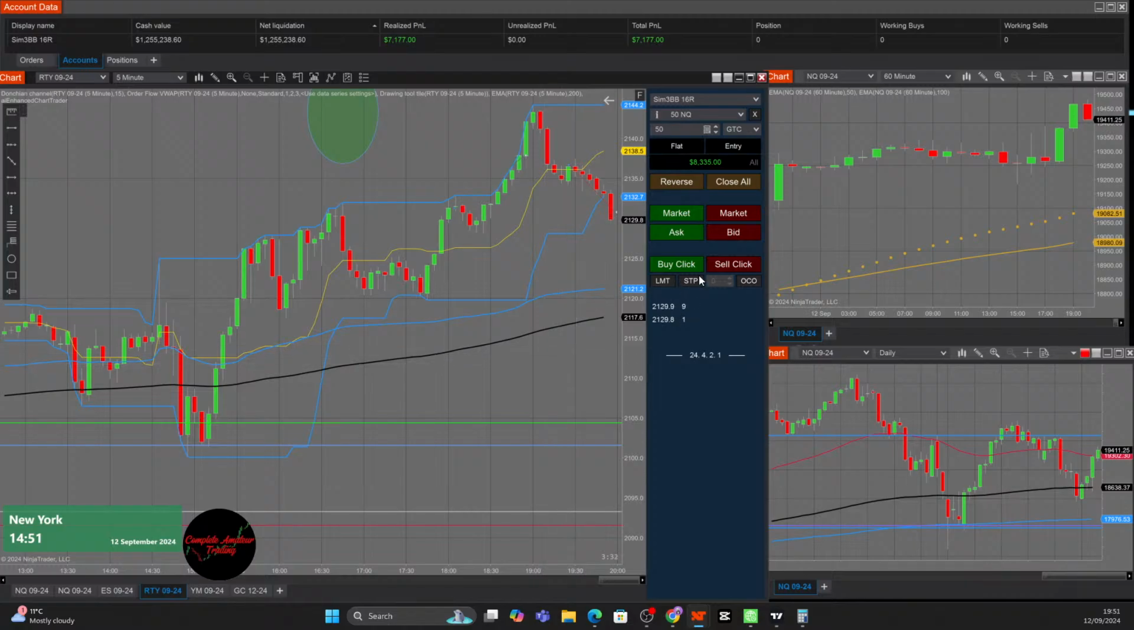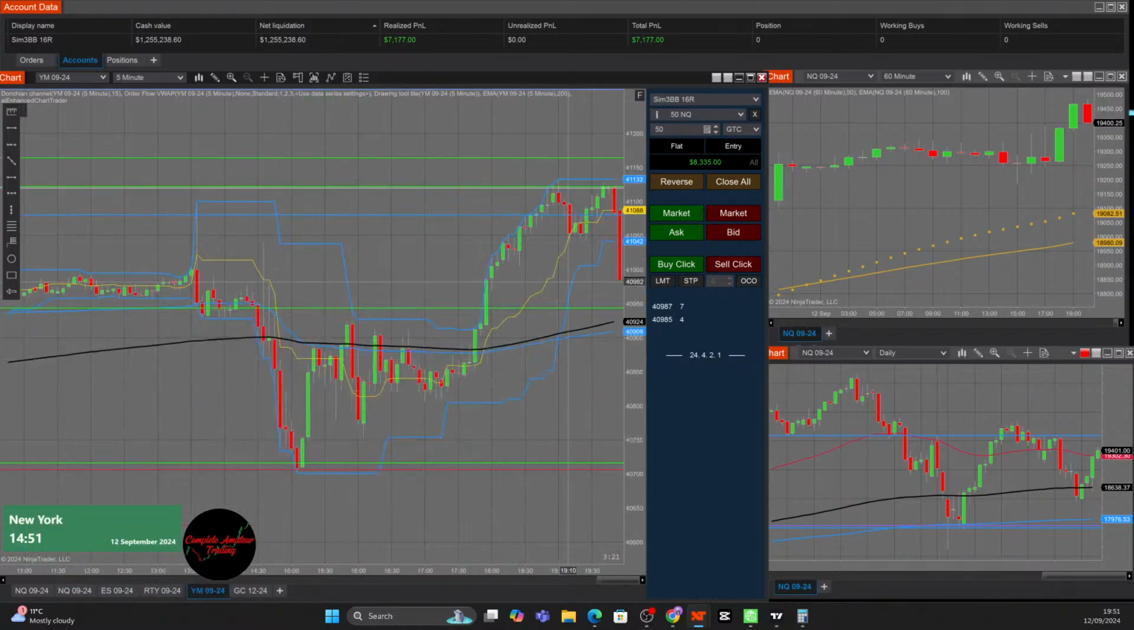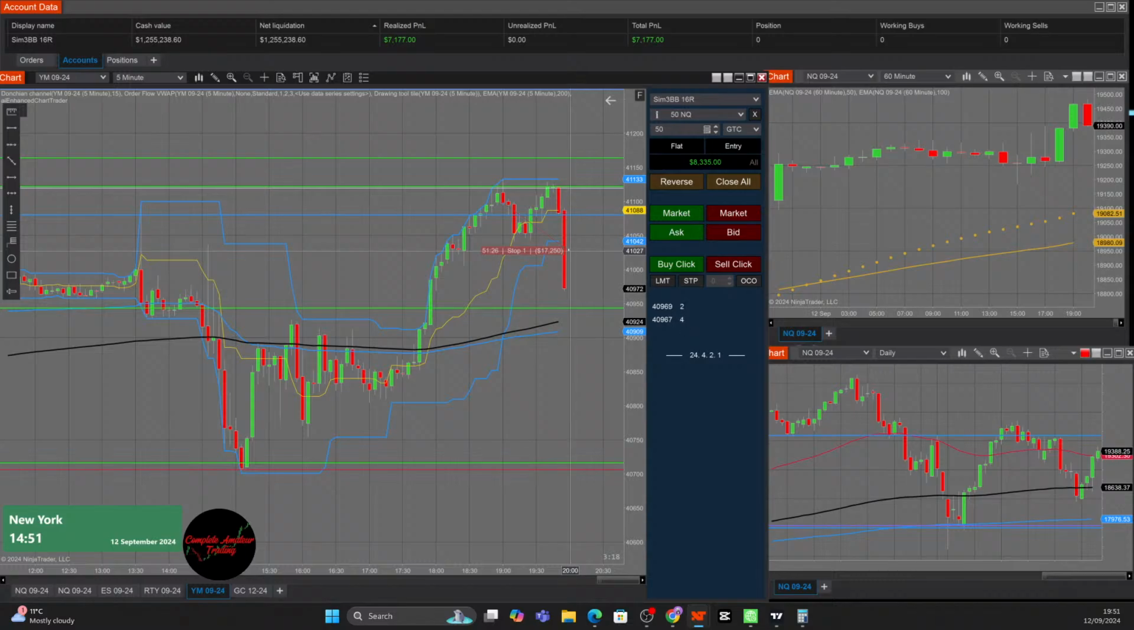Oh wow. So stop got filled across the board. So stopped out on RTY, stopped out on YM. Wow. Bearish engulfing candle. It's interesting. So from up 40 to only being up 7. Goodness me. Wow.